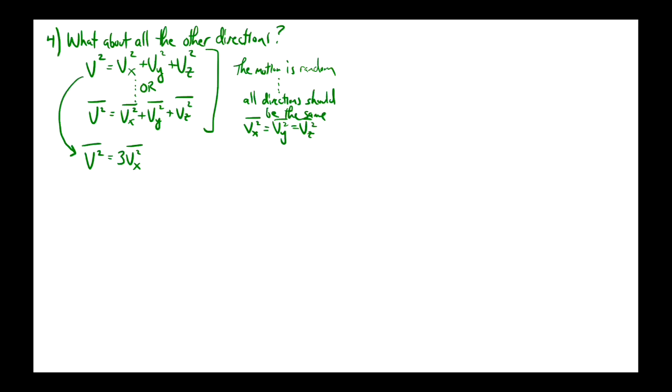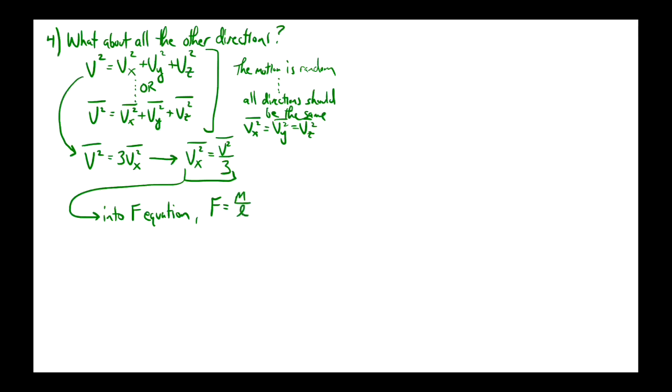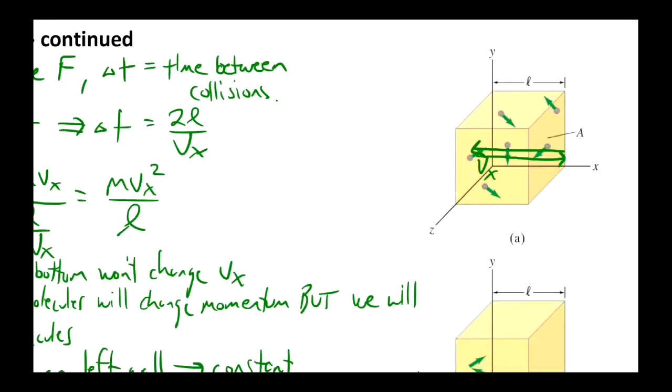So let's take this, and we could say that vx squared average is equal to v squared average over 3. And we're going to plug that back into our force equation. So our force equation looked like this. We said that F was equal to what? M over L times N vx squared average. Is that what we had on the previous slide? Yes. Good.